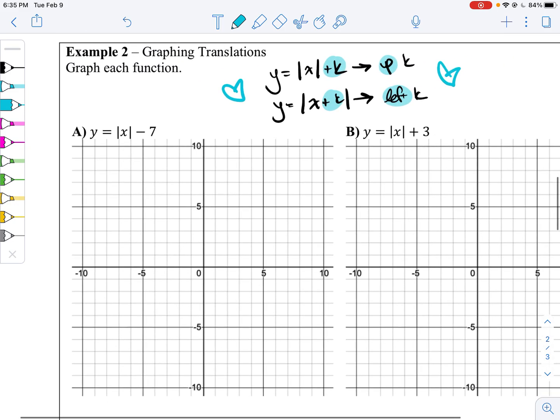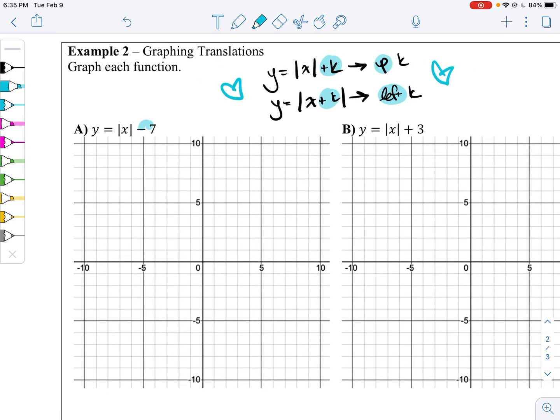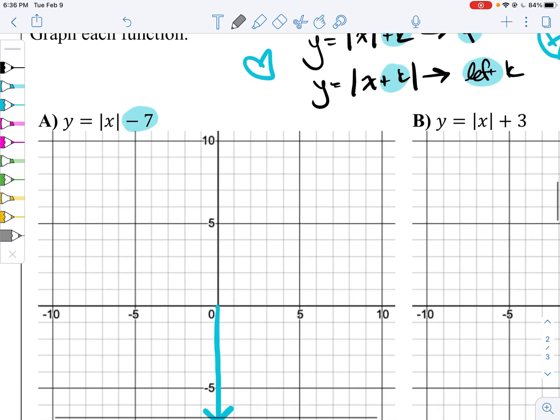Okay, so here let's look at A. In A, we have an outside of the absolute value, -7. So that tells me we need to go up -7, which for normal people is down 7. So I'm going to take my absolute value guy and draw him right here. And what's great about absolute value is it's a 1-to-1. You go over 1, up 1, over 1, up 1. You can do that same thing on both sides.